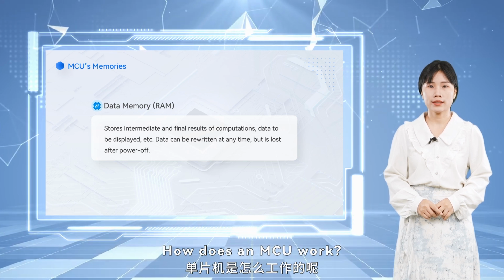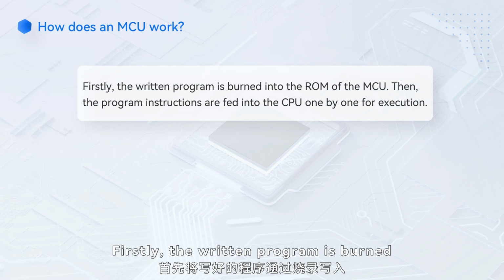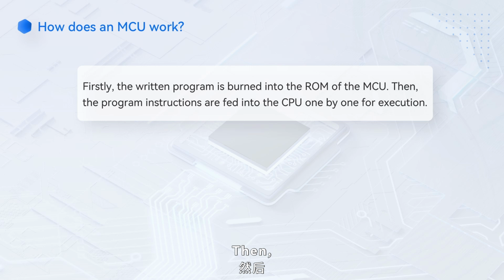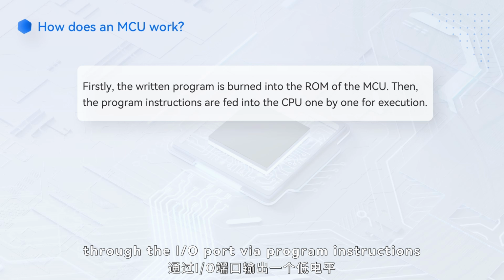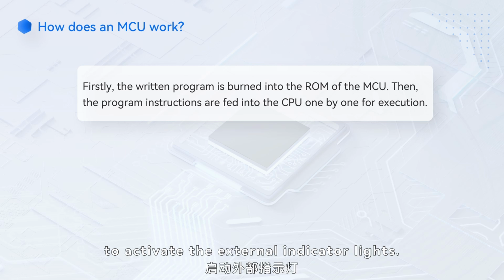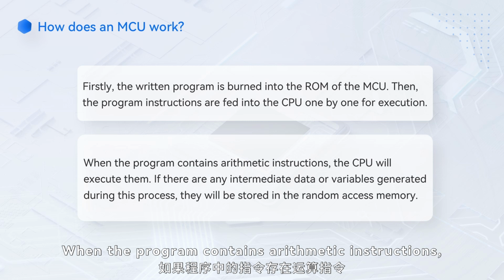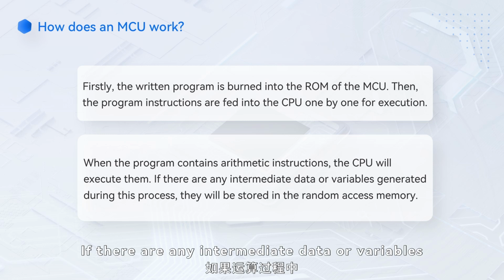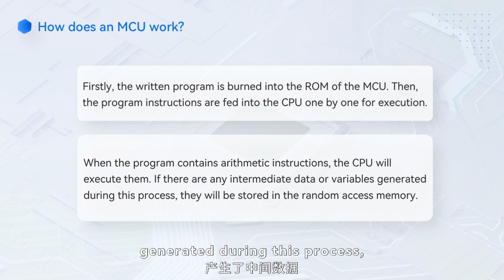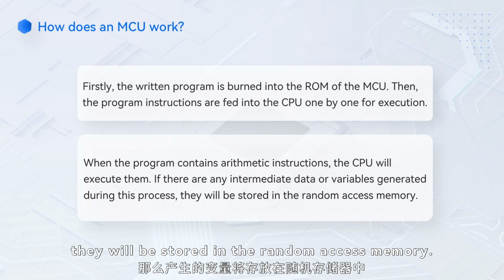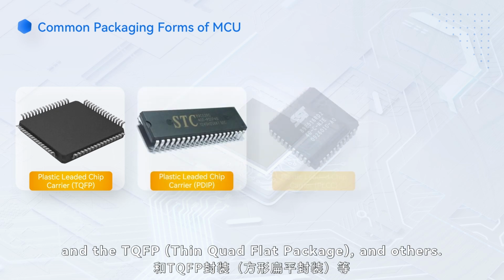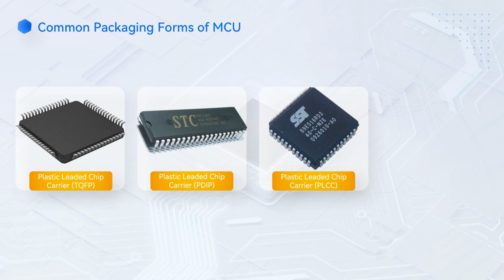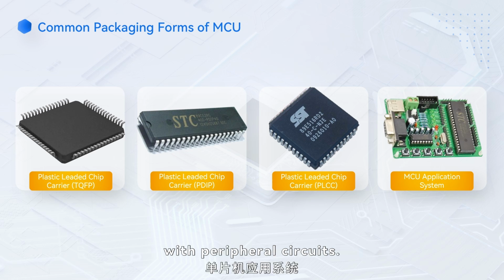How does an MCU work? Firstly, the written program is burned into the ROM of the MCU. Then, the program instructions are fed into the CPU one by one for execution. For example, the CPU can output a low level through the I/O port via program instructions to activate the external indicator lights. When the program contains arithmetic instructions, the CPU will execute them. If there are any intermediate data or variables generated during this process, they will be stored in the random access memory. Common forms of MCUs include the PDIP, plastic dual inline package, and the TQFP, thin quad flat package, and others. The last image shows an MCU application system with peripheral circuits.